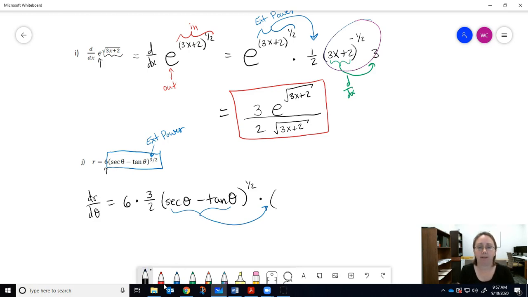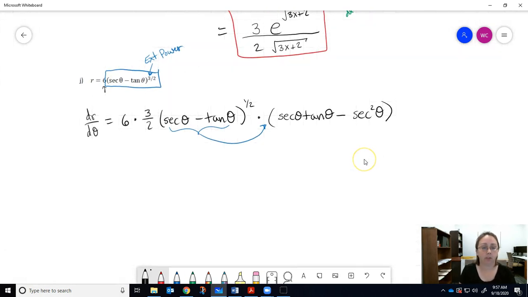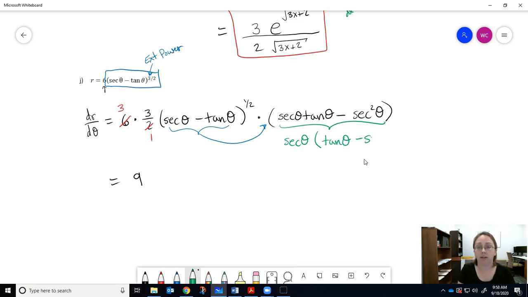What was the derivative of secant? Secant tangent, minus, what was the derivative of tangent? That's secant squared. Okay. Now this we can simplify a little bit. So the 6 and the 2 can reduce. So that'd be 3 and 1. Or 9, 3 times 3. And then let's see. Over in this section, we have something in common. So we can actually factor out secant of theta, which would leave us with tangent of theta minus secant of theta.